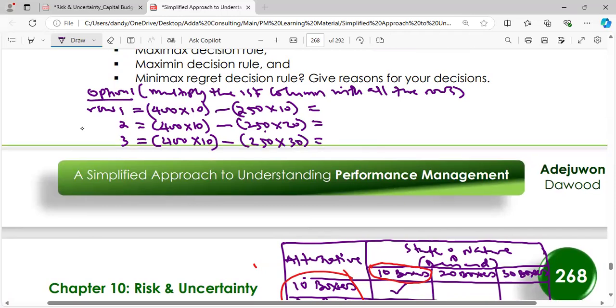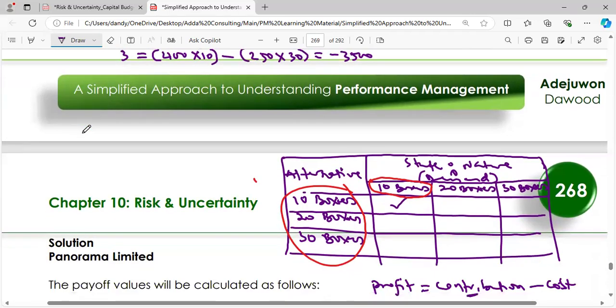The first one, 400 multiplied by 10, that's 4,000. Minus 2,500, so that's 1,500. Then the second one, 4,000 minus 5,000, that should give us minus 1,000. The third one is 4,000 minus 7,500. That should give us minus 3,500. So I've gotten the payoff table for the first column.